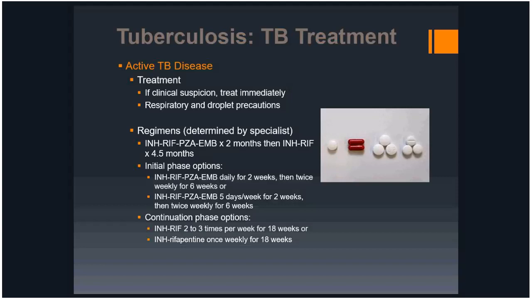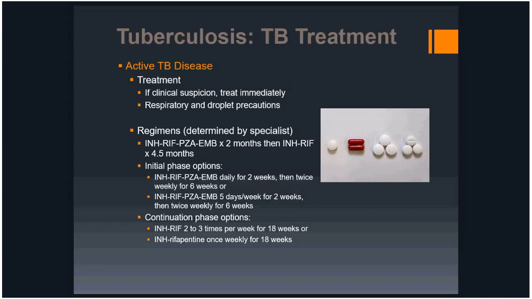When it comes to persons with active tuberculosis disease, these are persons where the tuberculosis is multiplying, growing, and causing symptoms. If there's any clinical suspicion, if a patient comes in with a history of a positive TB skin test and fever, chills, weight loss in the last month, and they're coughing up blood, you definitely want to act accordingly and treat immediately. Put them on respiratory and droplet precautions.